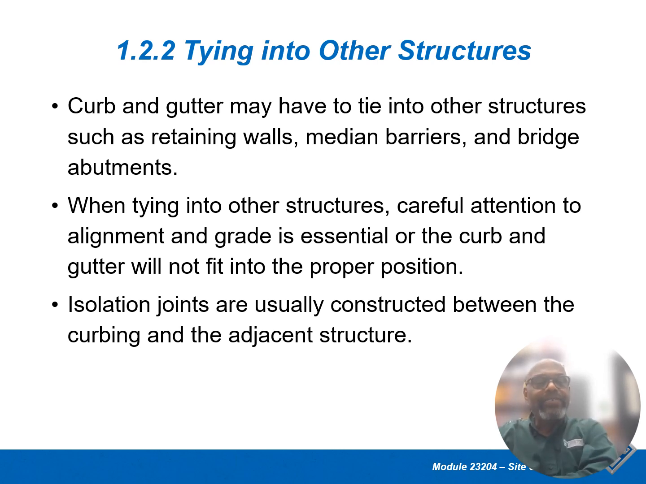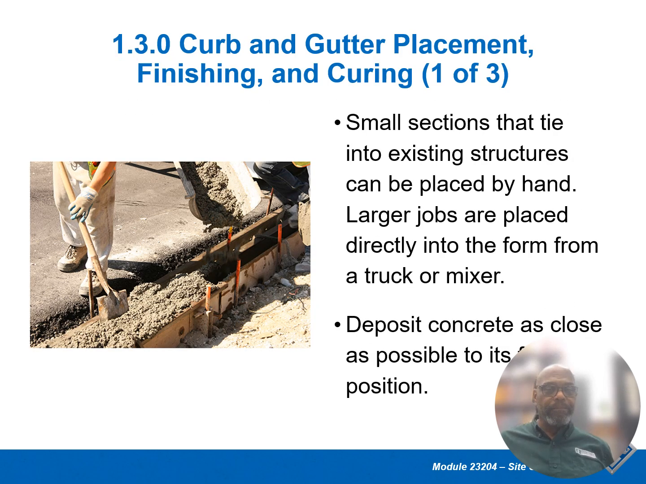So therefore, isolation joints are usually constructed between the curbing and the adjacent structure. It's because they are two different pieces, and they can expand and contract. That slight movement of the curb or the structure can cause damage to the curbs or to the structure. So make sure that isolation joints are added between them.